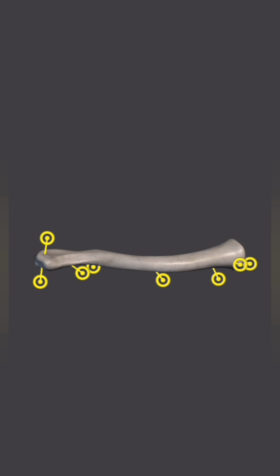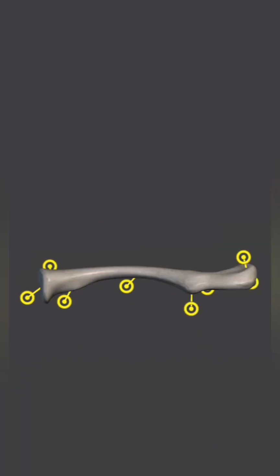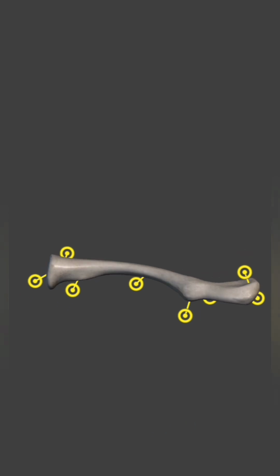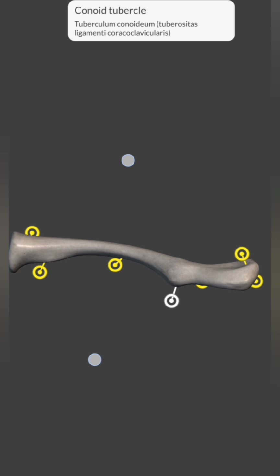On the shaft of the clavicle, it has different features. Likewise, on the lateral 1/3 of the shaft of the clavicle, it has an elevated part present on the inferior surface, which is called the conoid tubercle.